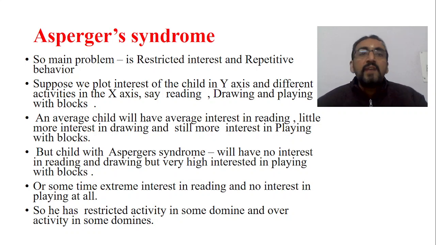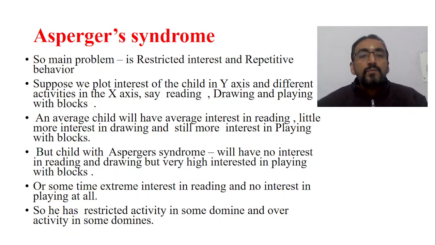Another main problem with the Asperger syndrome kid is restricted interest and repetitive behavior. So they have very restricted interest. Their area of interest is very restricted, and they are always confined to the same. Okay, and also they tend to do the same thing. Repetitive behavior will be there.